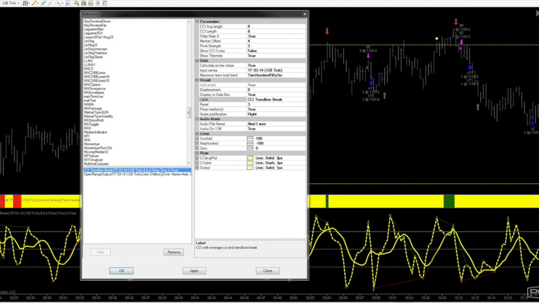I forgot to mention there is an option here to turn your audio alerts on and off. So right here you can plug in any audio file you choose, or just use the default Ninjatrader audio alerts, and then here you can turn it on and off.